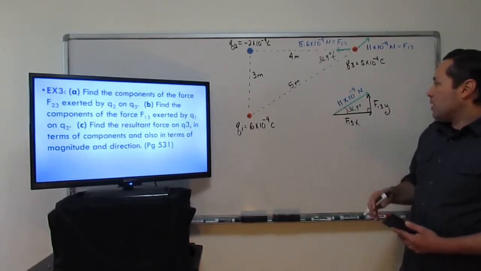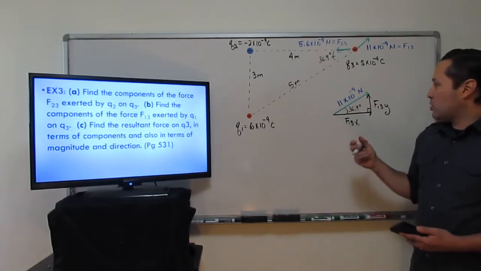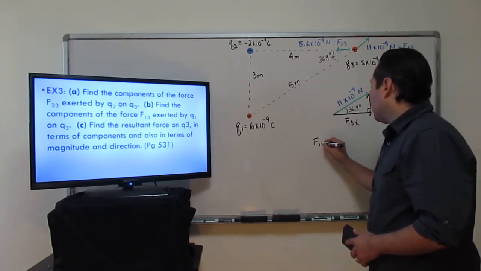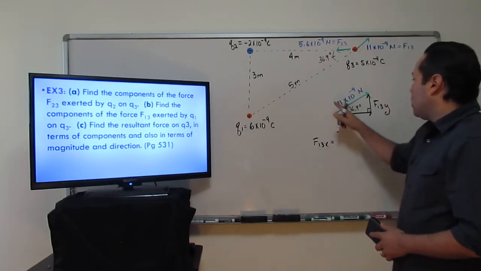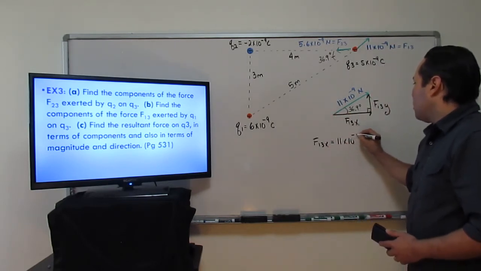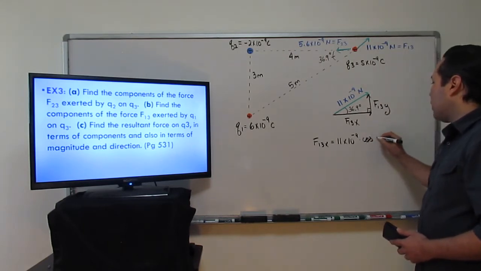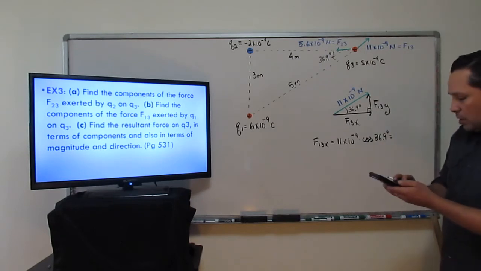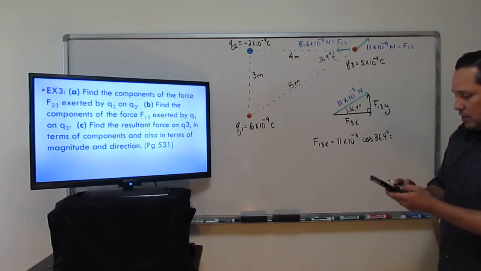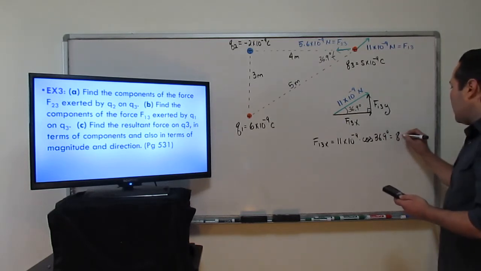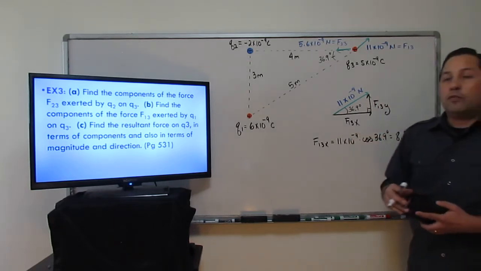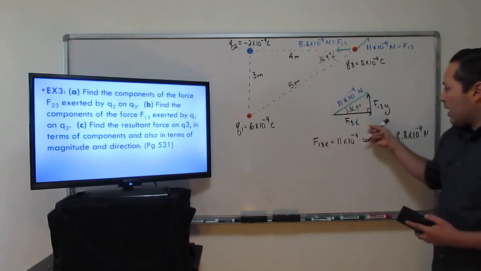So, we have the hypotenuse. To solve for that, because they're adjacent, we're going to use cosine. The force between 1 and 3 on the x-axis is equal to the hypotenuse multiplied times cosine of the angle, which is 36.9. That's cosine of 36.9 multiplied times 11 times 10 to the negative 9, which gives me 8.8 times 10 to the negative 9 newtons. So that is the force between 1 and 3 on the x-axis.